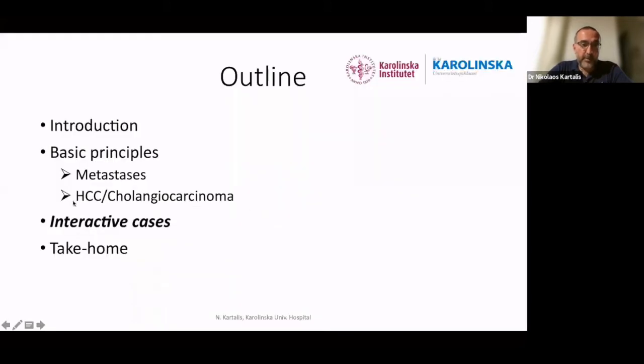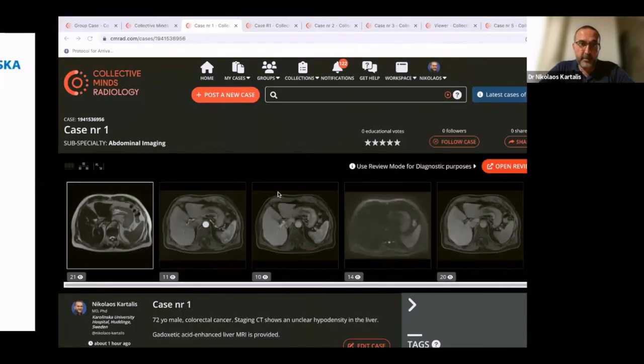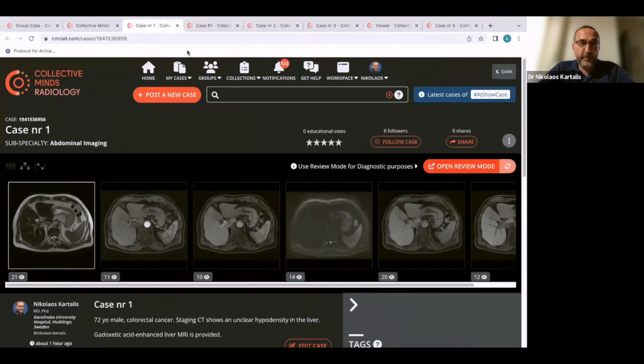So we are moving now to the interactive cases. If you have the possibility to log in to the platform, you can all scroll together with me. Or maybe you have already done this during the day, but anyhow, we start with the first case, a 72-year-old male with colorectal cancer.